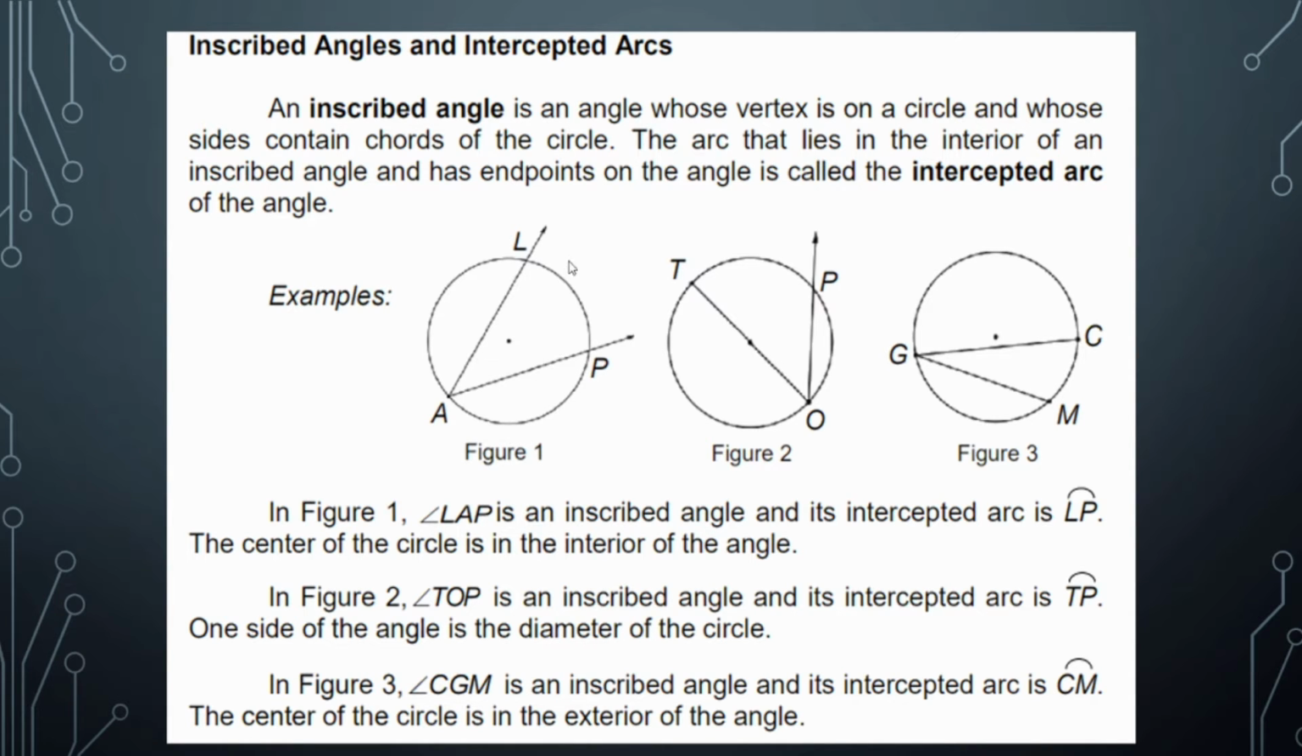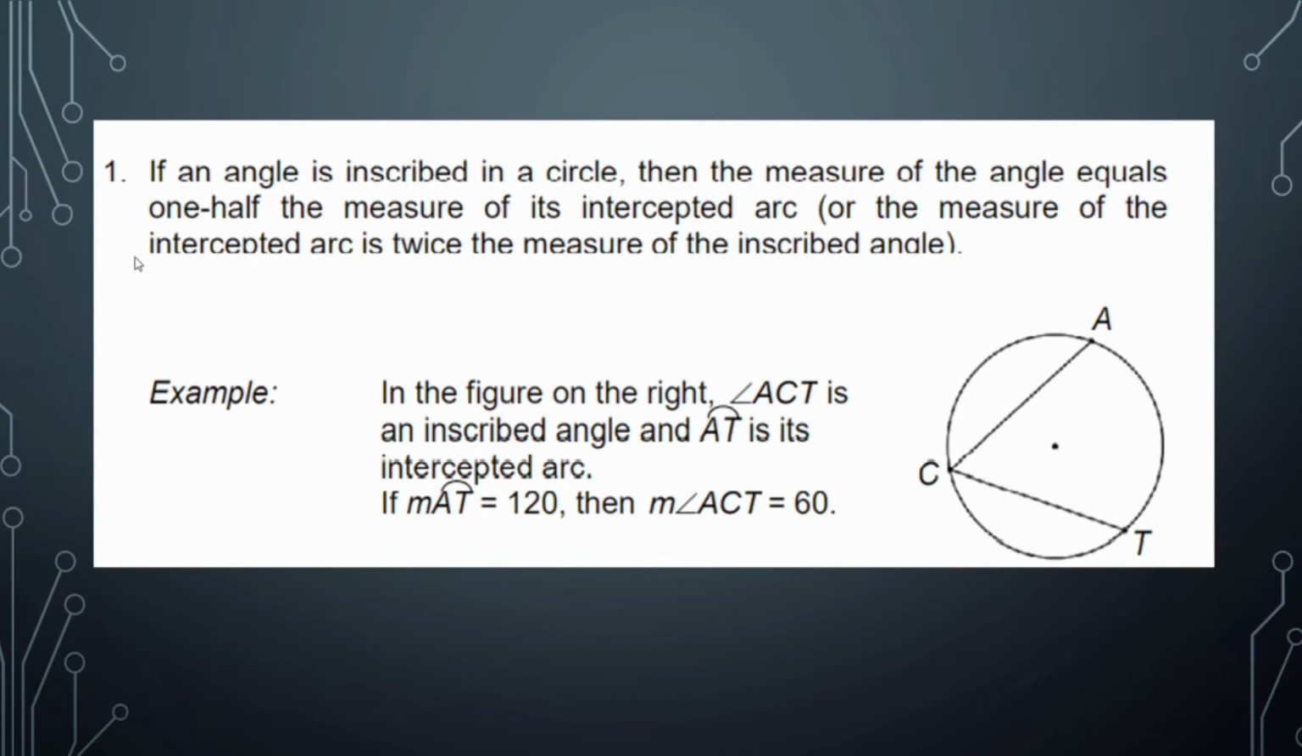So, we have angle LAP, wherein the intercepted arc is arc LP. Then, we have angle TOP as an inscribed angle, and the intercepted arc is arc TP. And then, we have angle CGM, and then we have the intercepted arc CM. So, if an angle is an inscribed angle, inscribed in a circle, then the measure of the angle equals 1/2 of the measure of the intercepted arc.